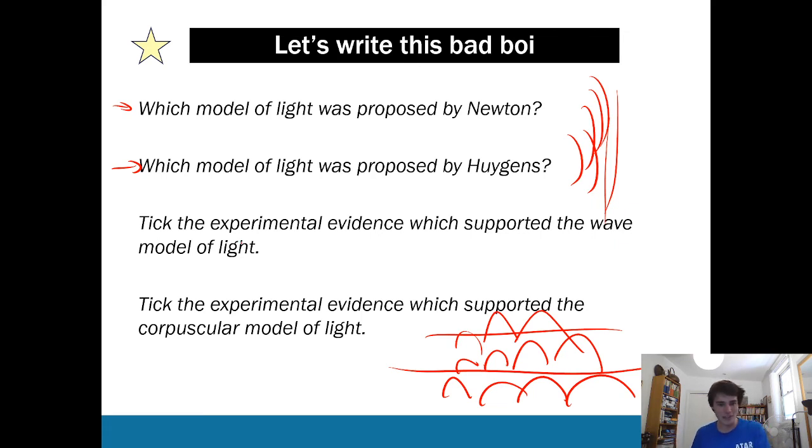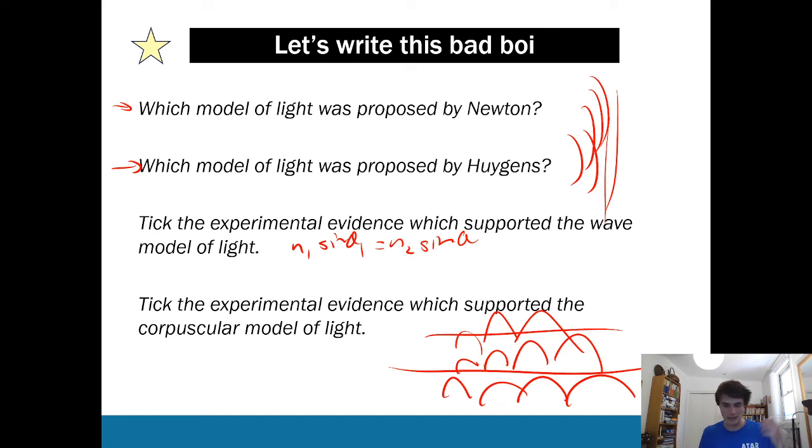And similarly with the experimental evidence, okay, what happened for the wave model of light? Well, we could say it was supported by wave reflection. It was supported by diffraction. No, not diffraction. It was supported by refraction. Why did it support refraction? Oh, okay, it was because of Snell's law. And if you remember what Snell's law is, we could jot that down as something that was included there. Okay, and then take the experimental evidence that supported the corpuscular model of light.